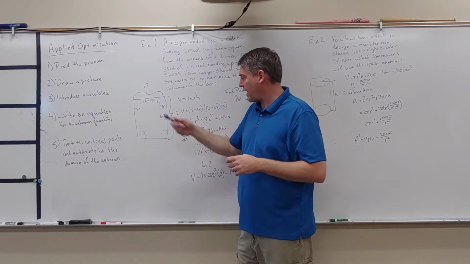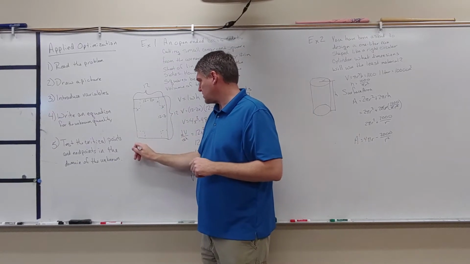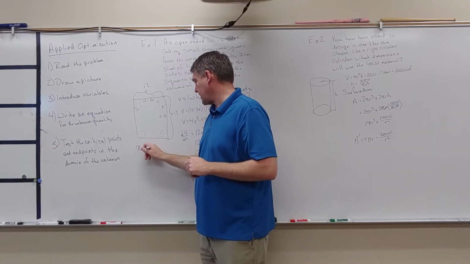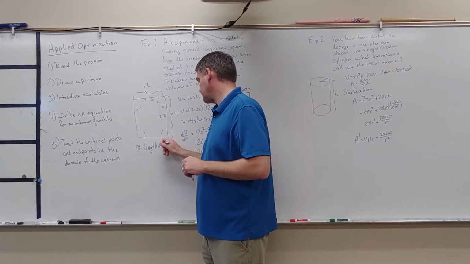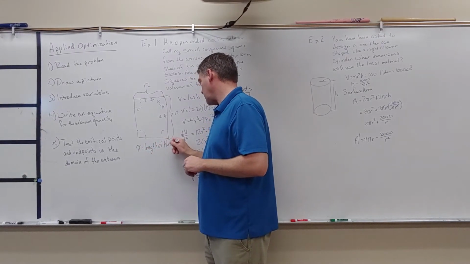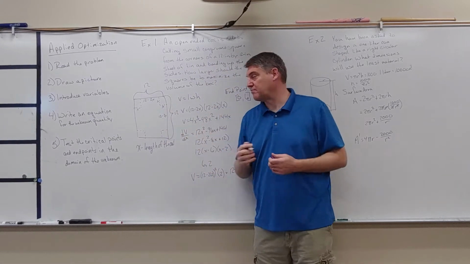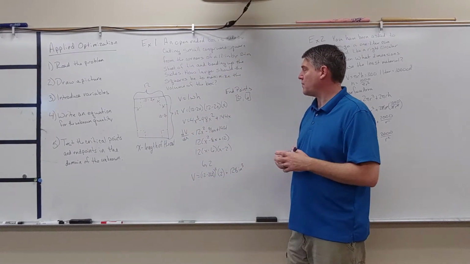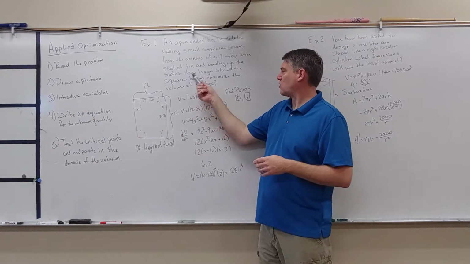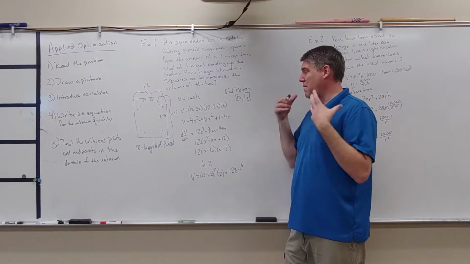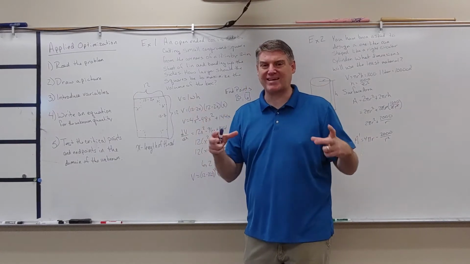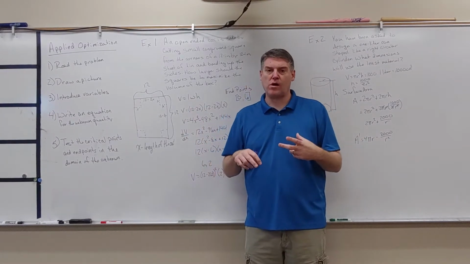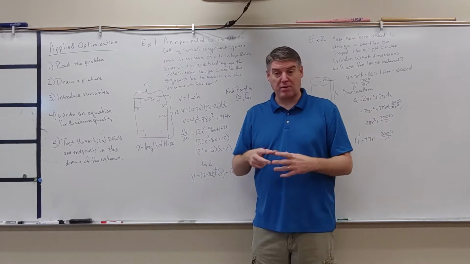So x is the length of the cut. How long is that cut? I've already drawn up some of this. How large should the squares be to maximize the volume? My problem is I'm trying to maximize the volume of that box.